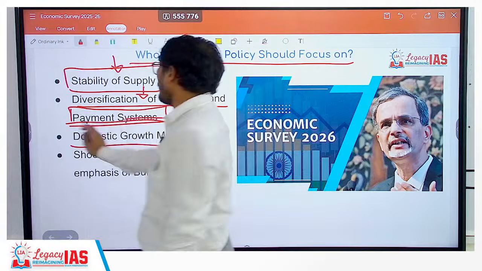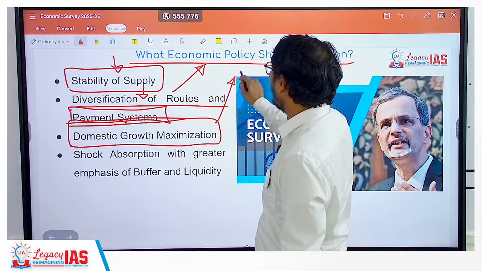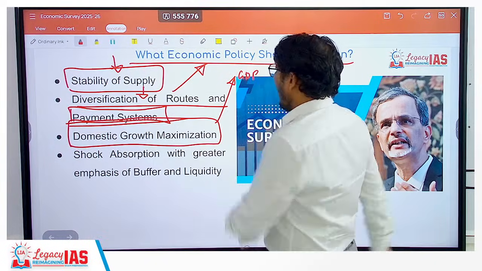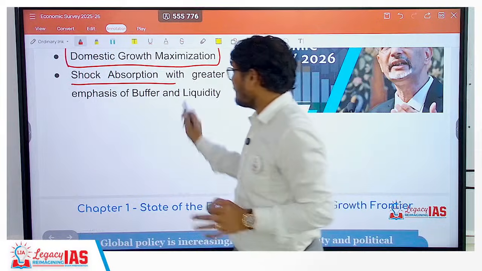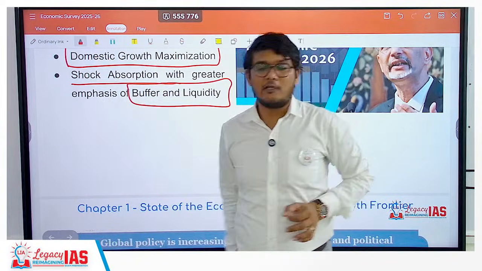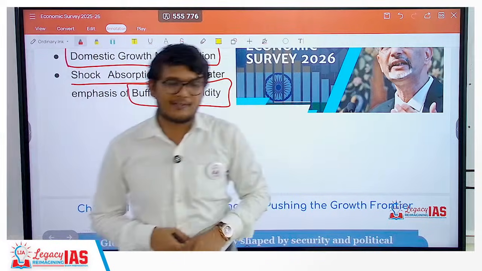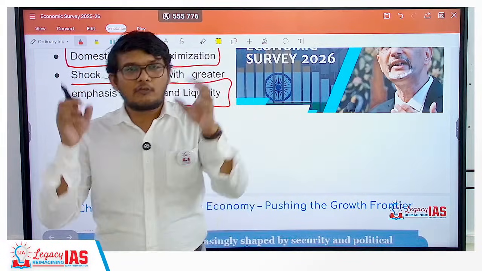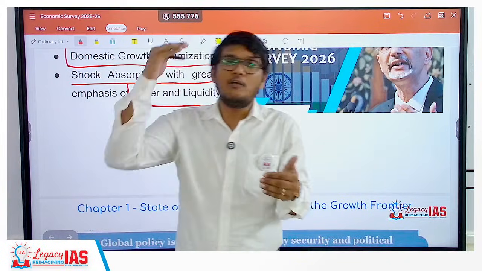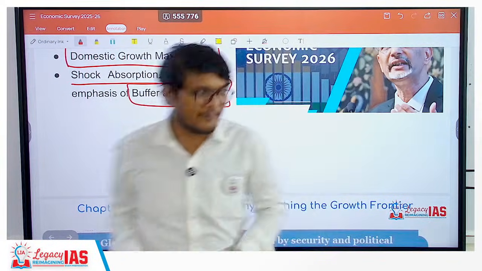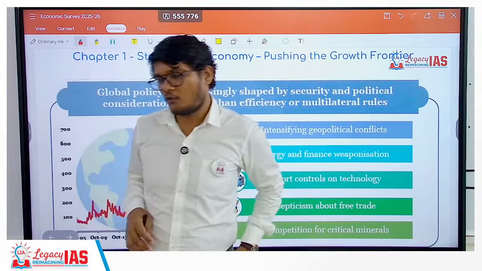Next, domestic growth maximization. Of course, try to maximize the domestic growth because this is the reason for our GDP growth rate. And we need to focus on shock absorption with special emphasis on buffer and liquidity. So we should be prepared for the global meltdown, for the global recession, for the global decline, in order to ensure that we can absorb these kinds of shocks and still keep on growing. I hope that's clear. Now, this is what the economic survey preface has talked about.